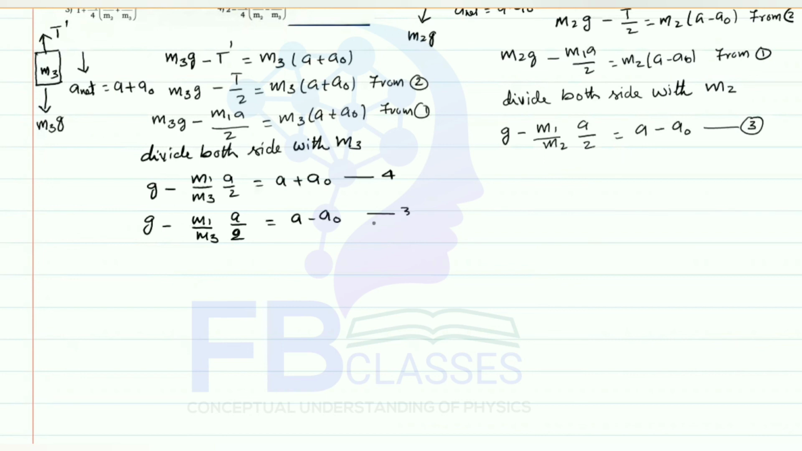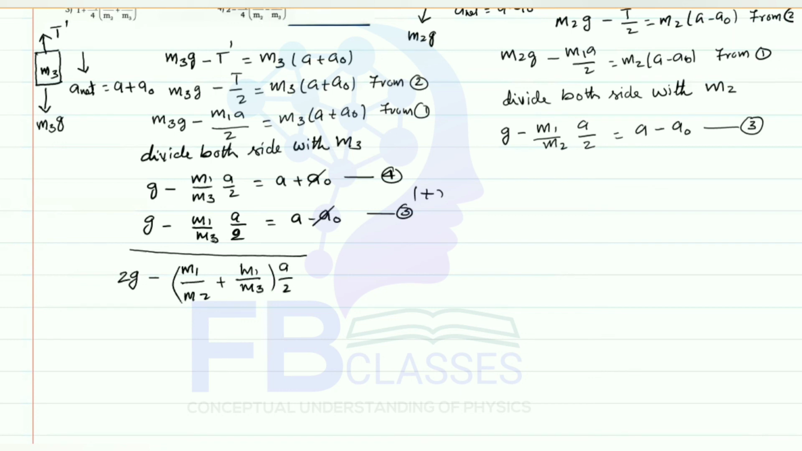So simply I am going to add these two equations. Then what will happen? The a naught gets cancelled. It becomes 2g minus, I will take the common a by 2, so m1 by m2 plus m1 by m3, into a by 2. So this is 2, right? So a by 2 into 2 is equal to a.